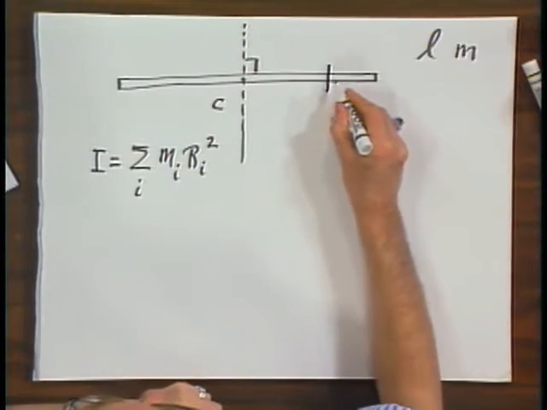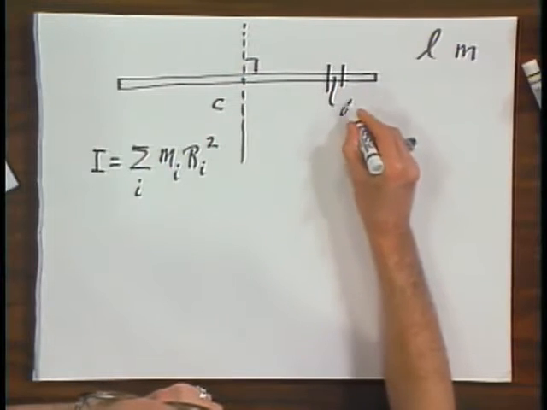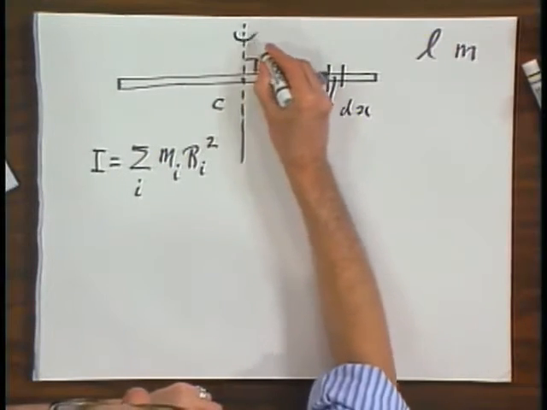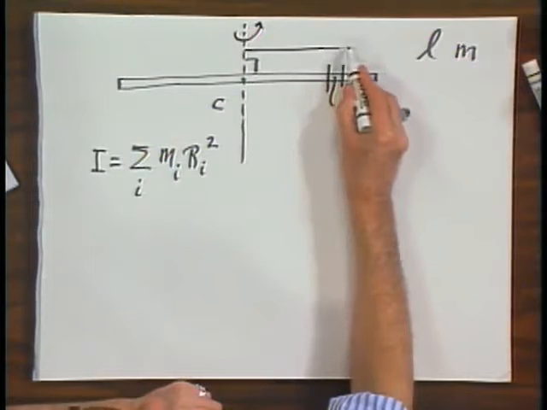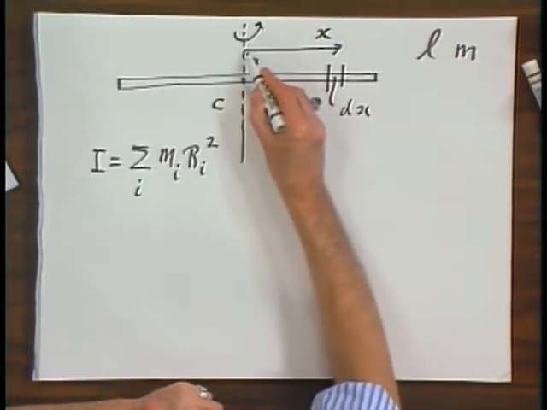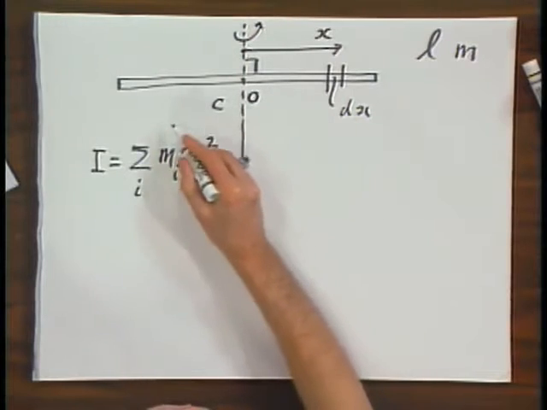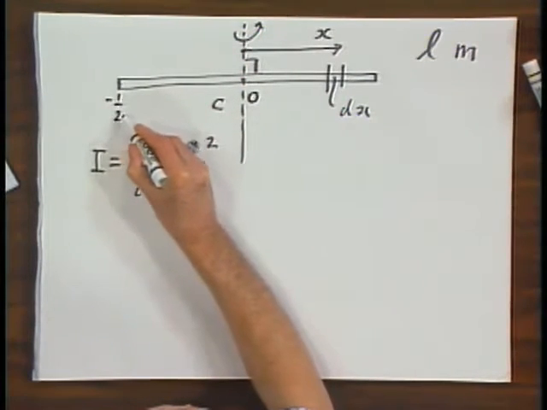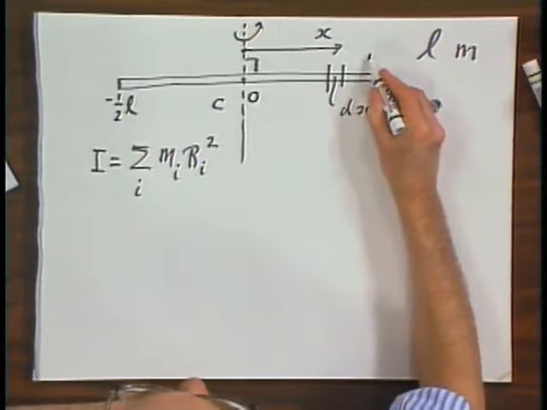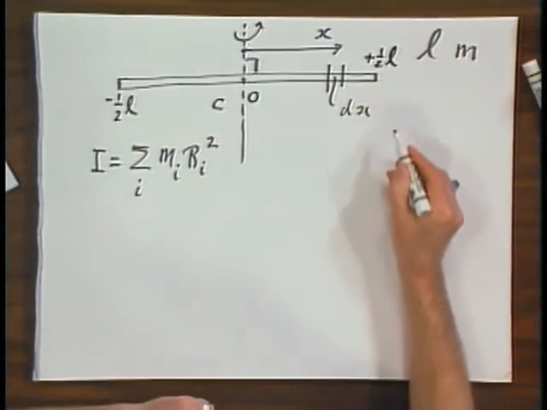I slice out here a small section dx. This is the axis of rotation, and this is at a distance x from the axis of rotation. I call this x equals 0. x would equal minus 1/2 L here, and x equals plus 1/2 L here.